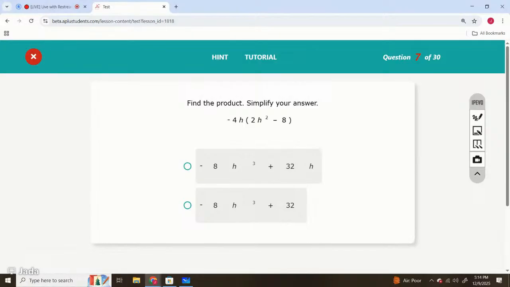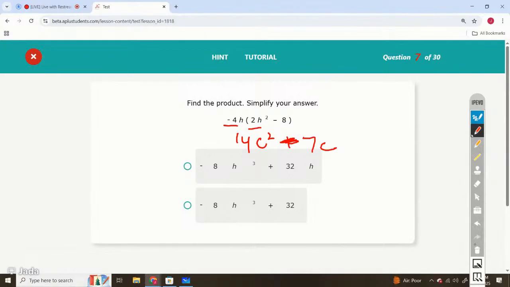Find the product negative 4h times 2h square minus 8. So negative 4 times 2 is negative 8h cube, plus negative 4 times negative 8 is 32h. That is negative 8h cube plus 32h. Option number 1 is the correct option.